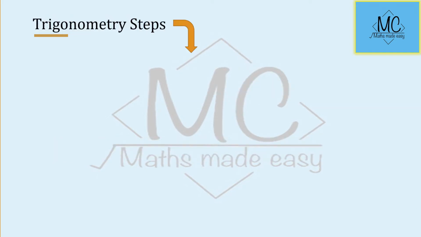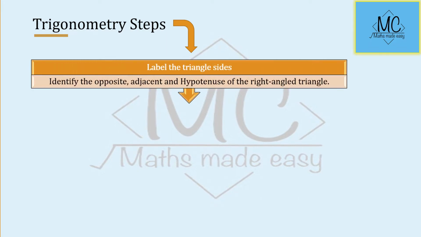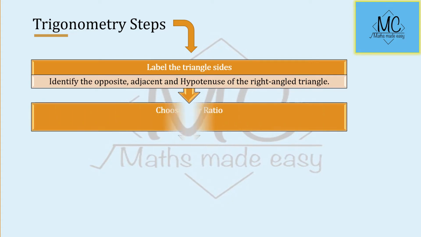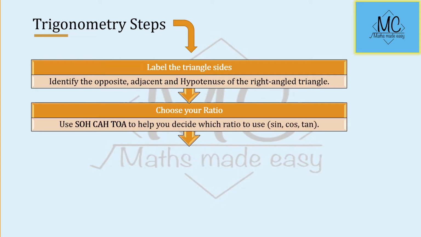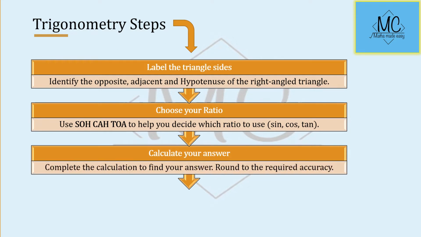When we talk about trigonometry, there are some steps which we follow while using these rules. The first one is we always need to label the triangle sides, which is identifying the opposite, adjacent and hypotenuse in a right angle triangle. The second one is choose our ratios, like which one we are going to use, whether it's sine, cos or tan. Then third is calculate our answer. Now complete the calculation to find our answer and round it to the required accuracy.